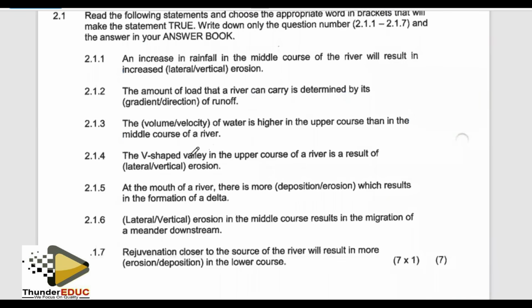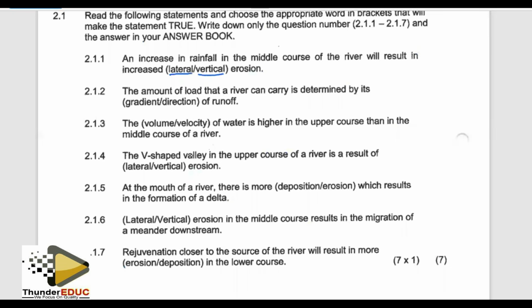An increase in rainfall in the middle course of the river valley will result in increased, because we know in the middle course of the river valley, usually there is more lateral erosion. So I could say there will be more lateral erosion. But even vertical erosion could be a correct answer, because the more the rainfall, the stronger the river, increasing its vertical and lateral erosion. So both options could be correct.